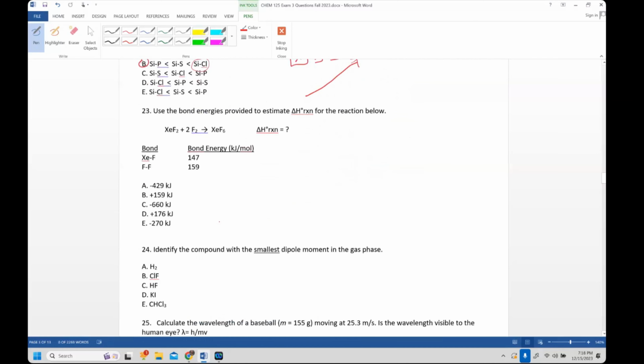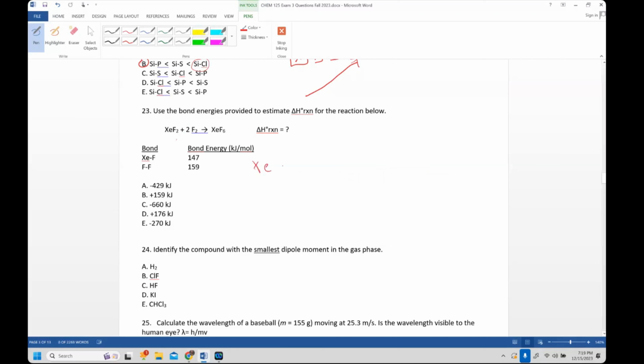All right. Use the bond energies provided to estimate delta H. This is like what we saw earlier in exam 3, where we have bonds broken minus bonds formed.